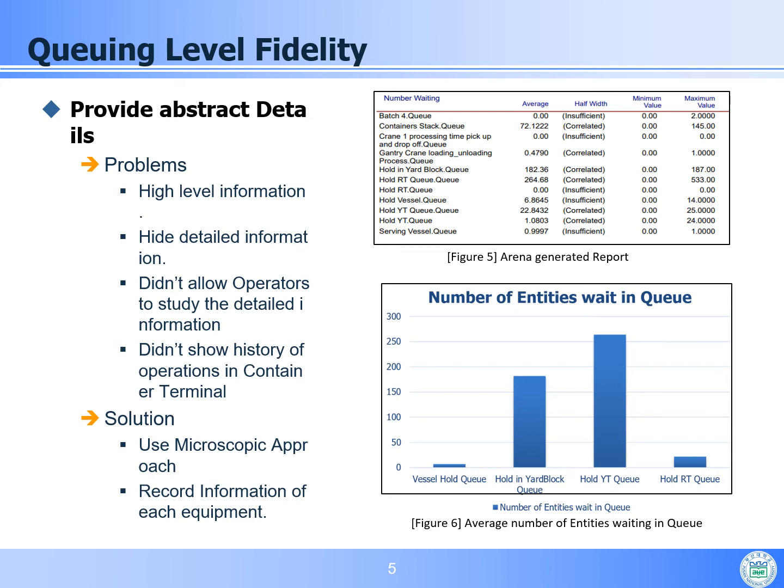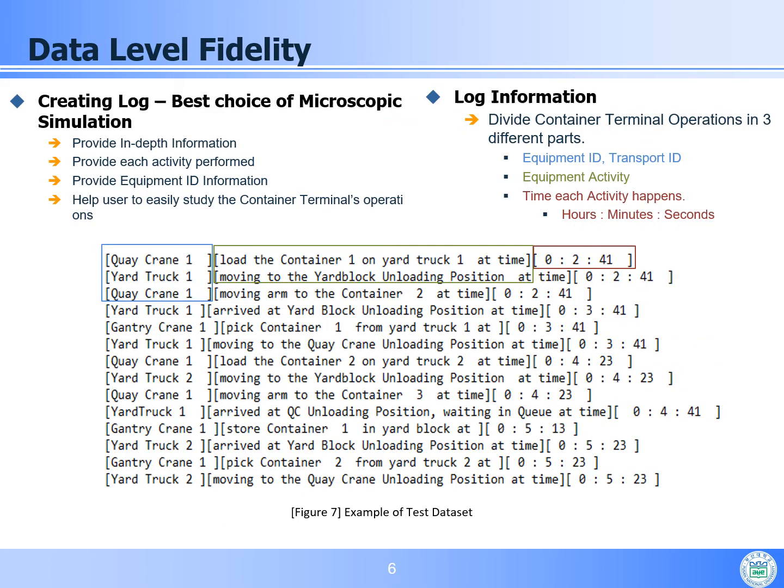So to handle the performance, we generate the data logs. For that we use the microscopic approach, which records the information of each equipment. As we can see in this slide, we have three different columns in our data set. The first column is the equipment ID and the transport ID. The second column is based on the activity performed by the equipment and the transport. And the third column shows at what time each activity is performed.